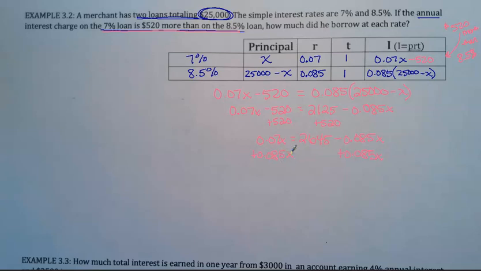And I end up getting 0.155x equals 2,645. I'm going to divide by 0.155, and x equals $17,064.52.